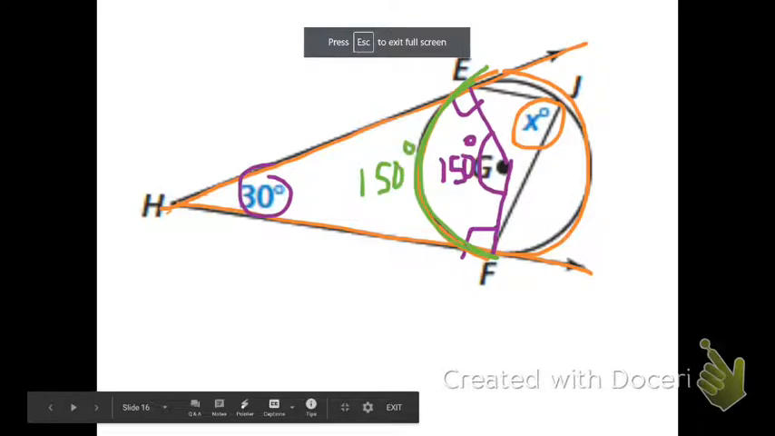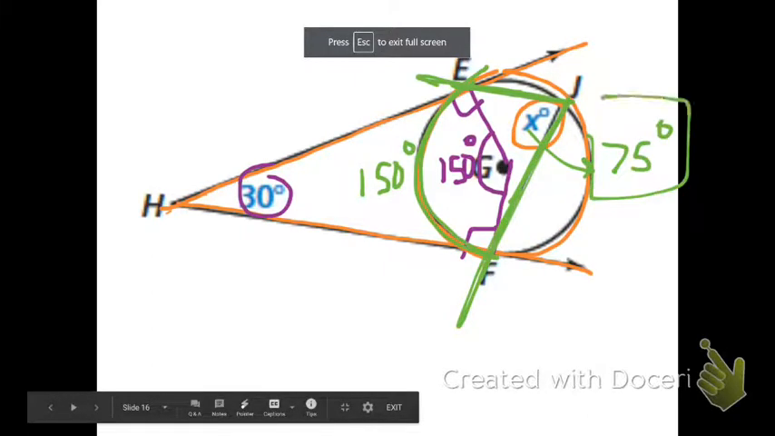So the angle we're looking for, angle x, is an inscribed angle in that arc that's 150. So it's going to be half of that measure, 75 degrees. Alright, so when in doubt, draw a line, draw some radii, help yourself out.